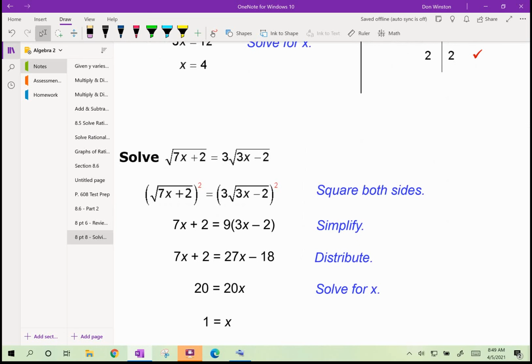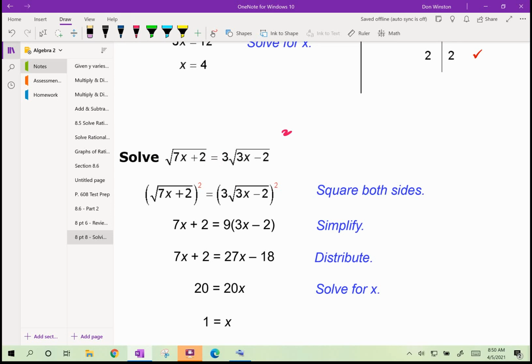And then lastly here, I have the square root of 7x plus 2 equals 3 times the square root of 3x minus 2. The radicals are isolated on both sides, so you just want to square both sides. That gets rid of the radical. But here you have to remember that you have 3 times the square root of 3x minus 2, so you also have to square the 3. So 3 squared is 9.